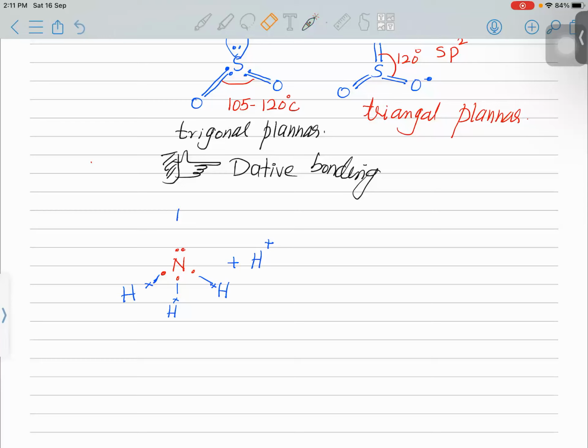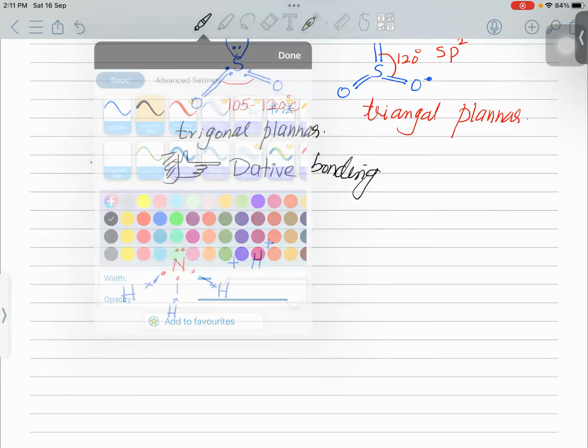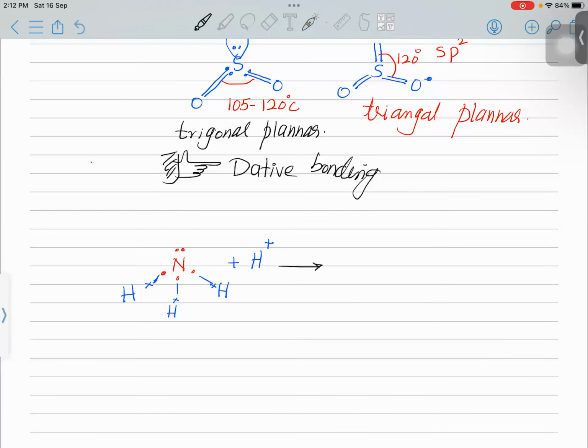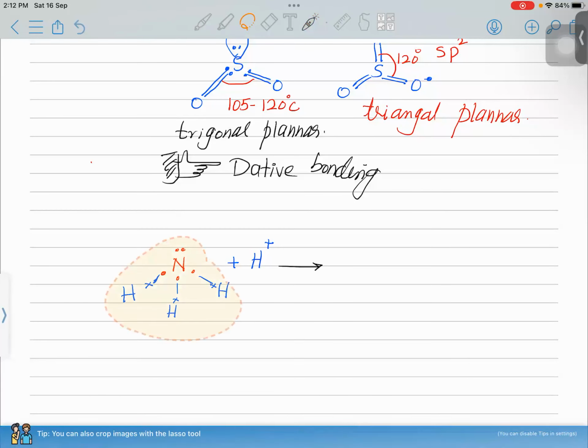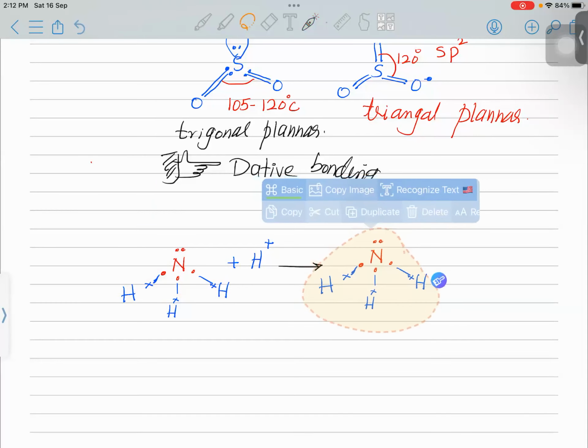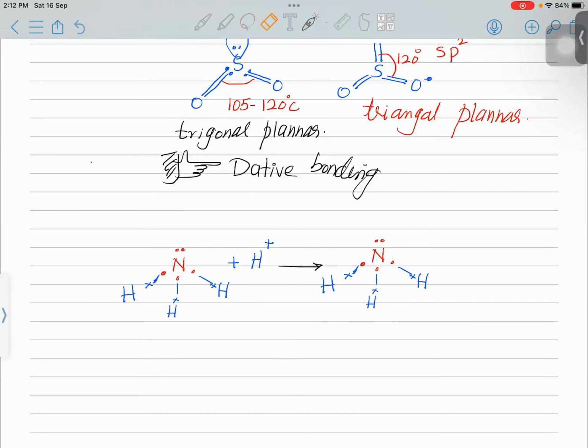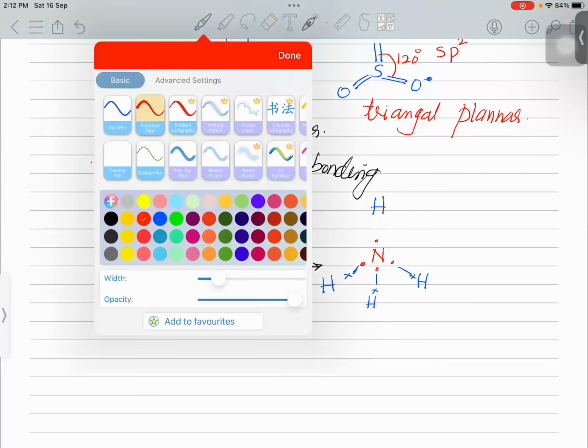Is the concept clear? Yes. Now look at this structure again. Now nitrogen gives one electron to hydrogen.